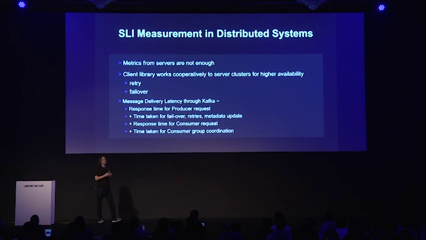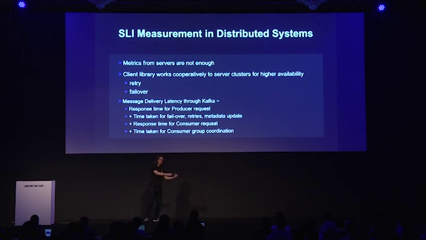Therefore, for message delivery through Kafka, if you need to measure the latency, first you have to have a producer client to write data, and the API response time comes into play. In addition to that, if the broker experiences failover, then the time for the failover, the time for doing the retry in the client, and also the time for the cluster metadata to be reflected in the client needs to be taken into consideration.